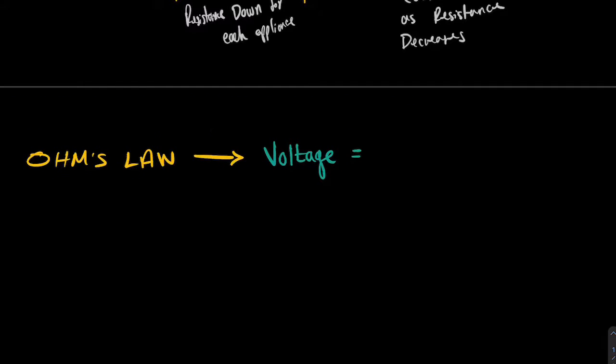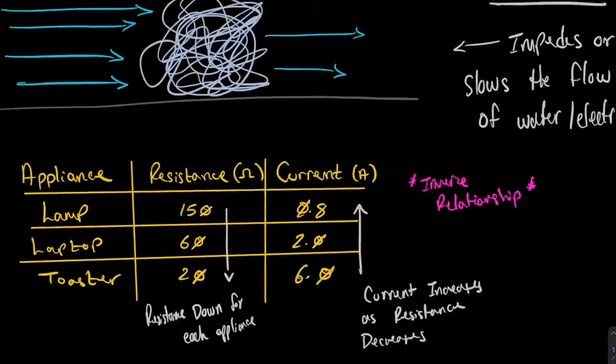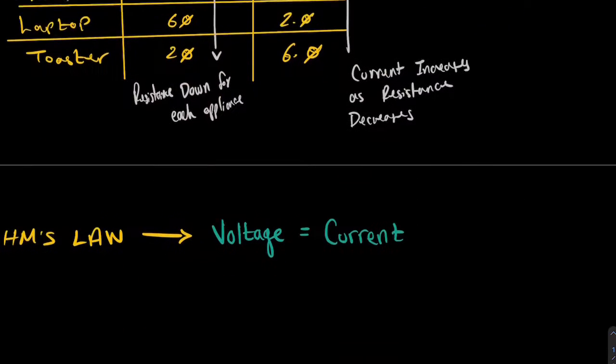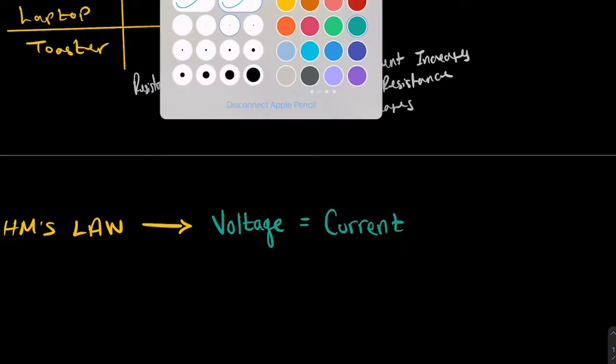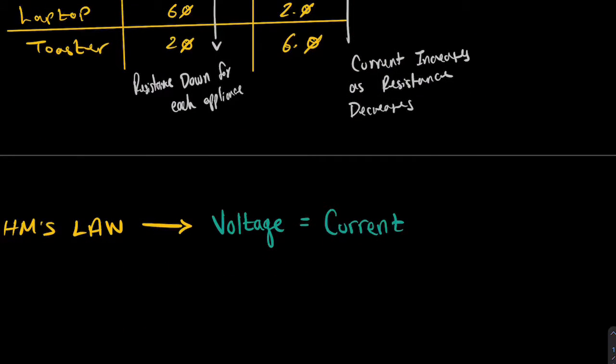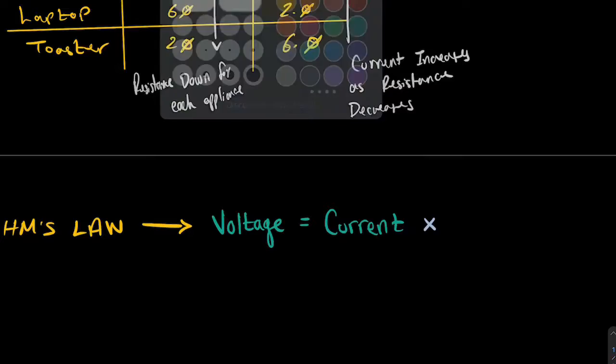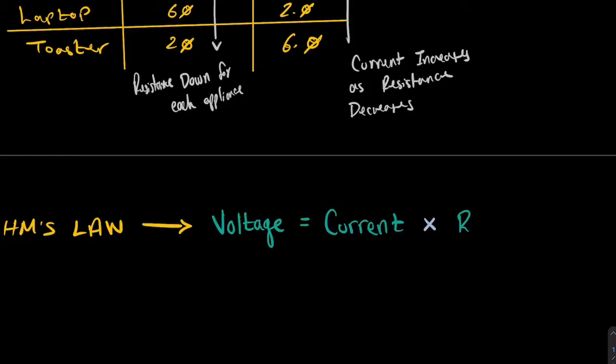Voltage was equal to our current, or yeah, we can call it current. Let's just keep it like that. Our current times, I'm going to make that a different color, stand out a bit. Our current times what? Times the resistance. So the overall voltage of the entire system is equal to the current that is flowing through that system times the resistance of that system.